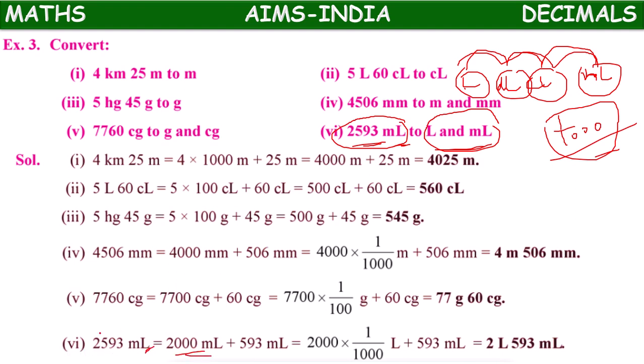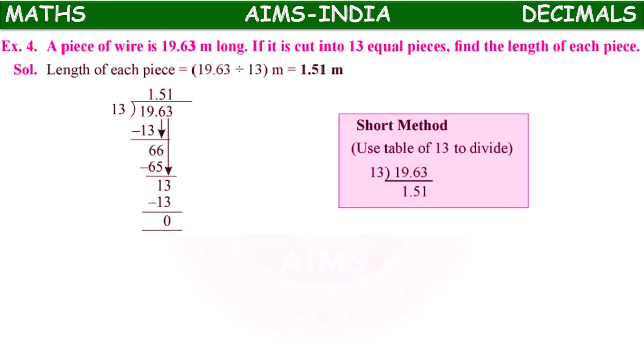Means in terms of thousands we have to separate. 2000 we can take separate. Remaining 593 we can take separate. 2000 ml plus 593 ml. So here ml can be replaced by 1 by 1000 L. So 3 zeros cancel. So 2 liter 593 milliliter. Like that we can convert.